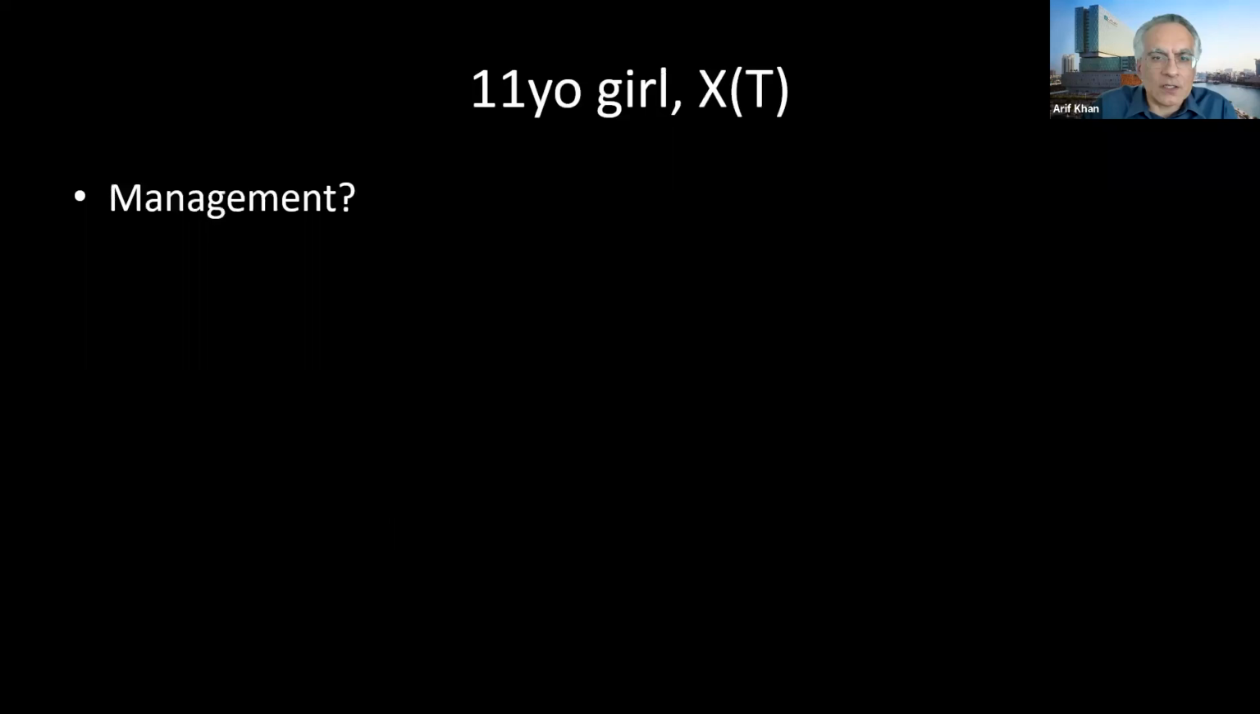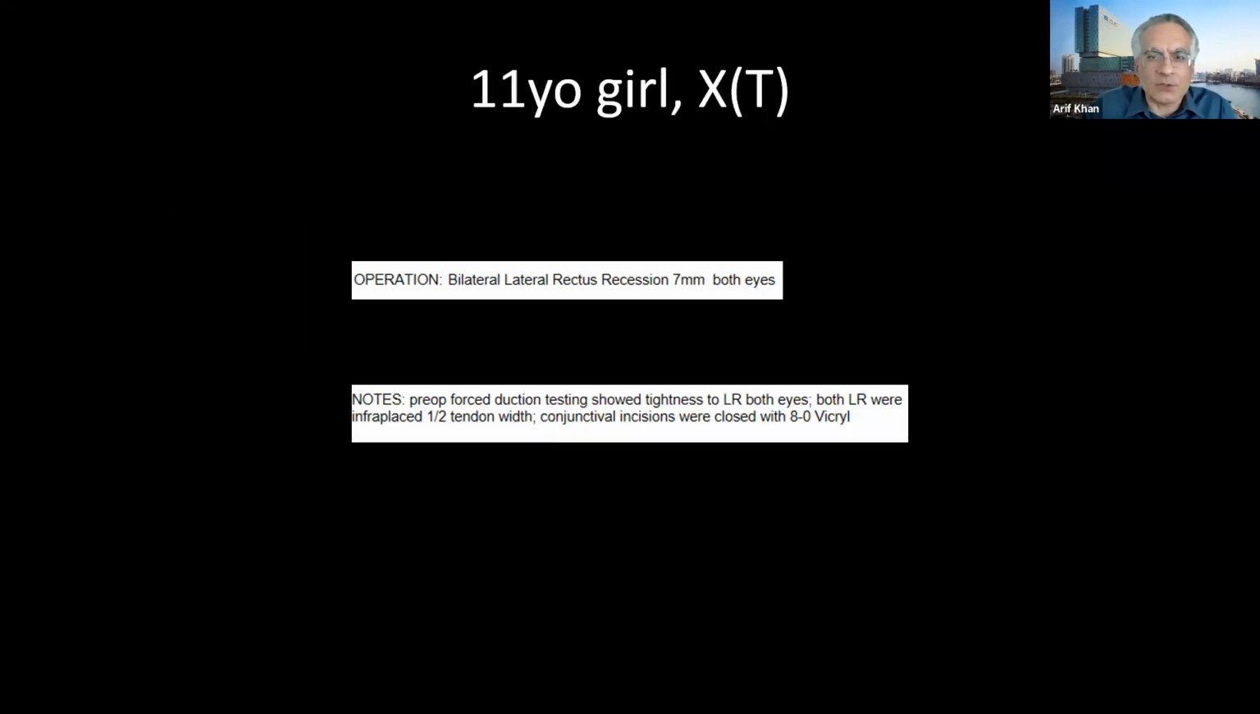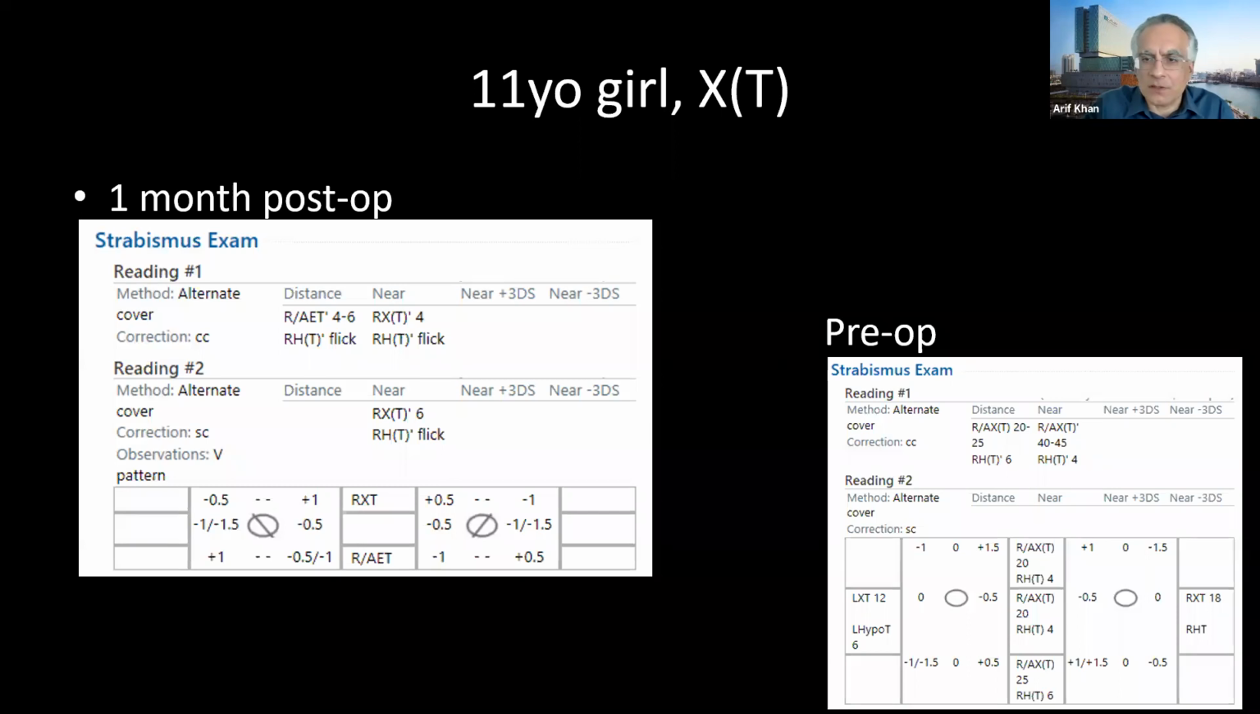And so for this girl, what did I do? I did what I prefer. I just did lateral rectus recession for more than the distance angle, but less than the near angle, and infraplaced as well. And you can see here, right after surgery, she has a small esotropia and an exophoria, which is exactly what we want. And she has a V pattern because we infraplaced. That V pattern is important because when we look down, that's when we converge, that's when we're reading.